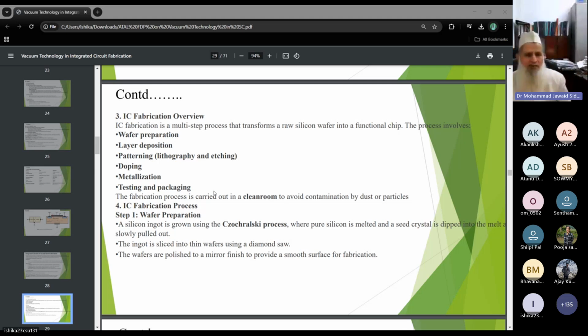So IC fabrication starts from the wafer preparation. A silicon ingot is grown using the CZ or FZ method, where pure silicon is melted, and then the ingot is sliced into wafers with the help of a diamond saw. The wafers are polished to a mirror finish to provide a smooth surface for fabrication. Please go to the next slide.